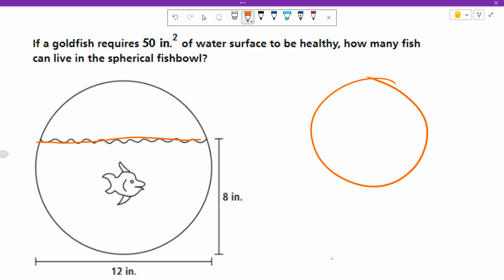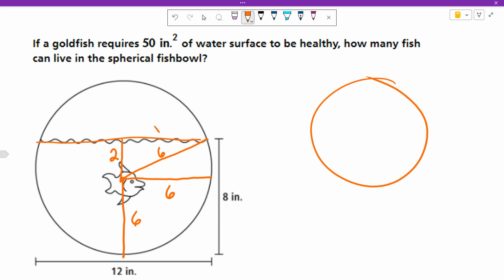All right. So this dimension that I just drew is what? This line right here is how long? From the middle of the bowl down. 6. Okay. So this is 8 high. So if this is 6, this is 2, right?